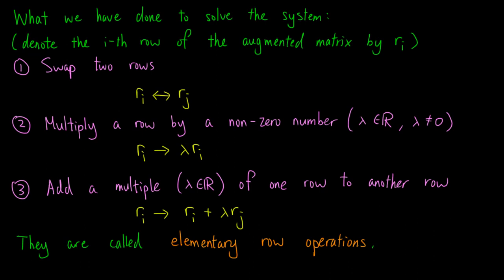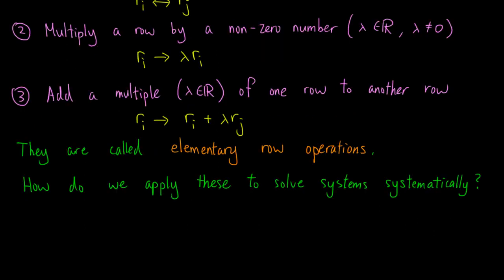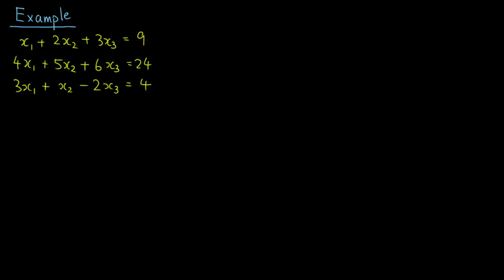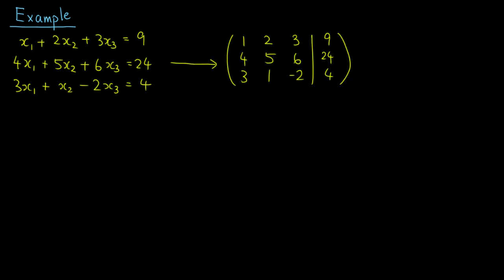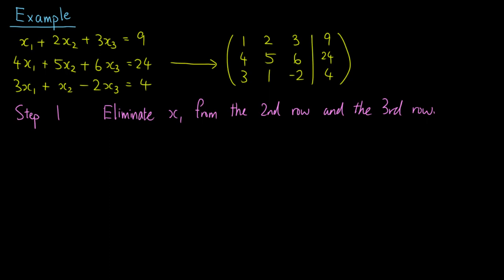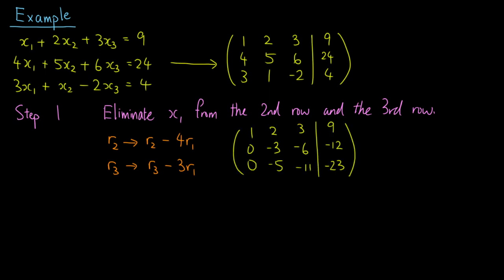So now the question is, how do we apply elementary row operations to solve a system systematically? Let's consider the following system as an example, with 3 equations and 3 unknowns. Let's write it in the form of an augmented matrix. The first step that we want to do is to eliminate x1 from the second row and the third row. To do so, we replace the second row by the second row minus 4 times the first row, and replace the third row by the third row minus 3 times the first row. We get the following augmented matrix.